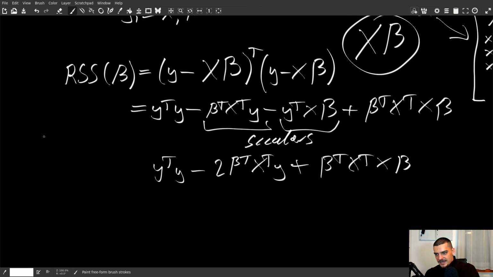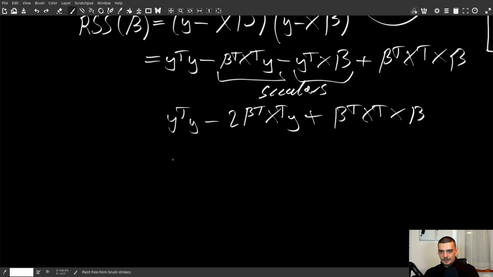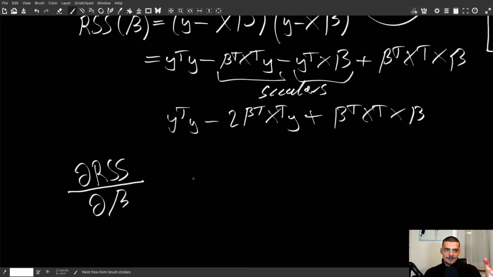So think about it this way. If I have a function like this, at this point here, the derivative of this function with respect to the input is going to be 0. Not the function itself is going to be 0, but the derivative is going to be 0. So what I actually want to do is take the partial derivative of RSS, the residual sum of squares, with respect to the parameters, because that's the thing that I'm tweaking. I'm tweaking the parameters to get the minimal loss, the smallest loss I can have.